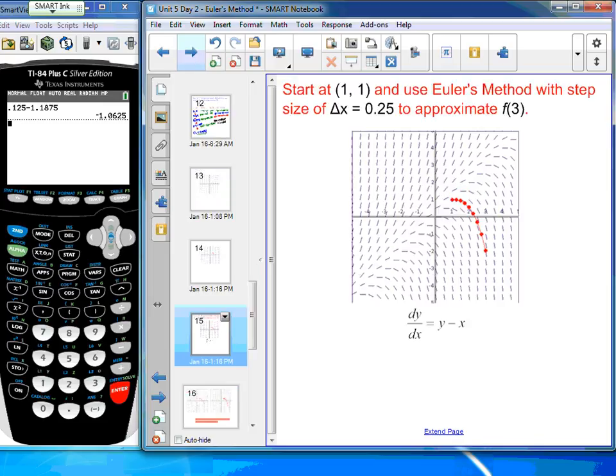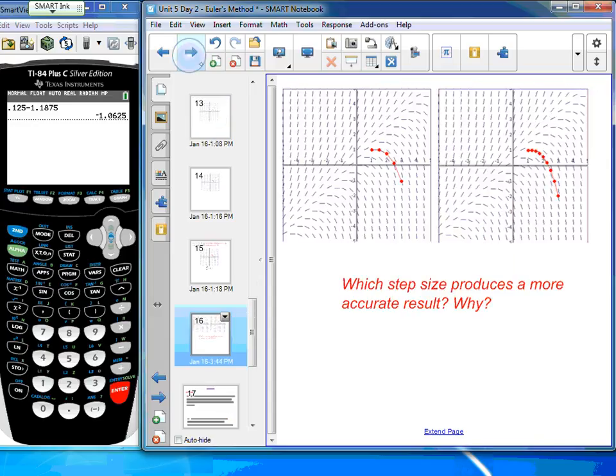What I did is I used the computer program to show, look what happens. And now look at my y-coordinate. You can visually see that my y-coordinate is closer in line to our intuitive one. So which step size produces a more accurate result, 0.5 or 0.25? 0.25, for sure. So you can see that, even when algebraically you don't have the means for solving.